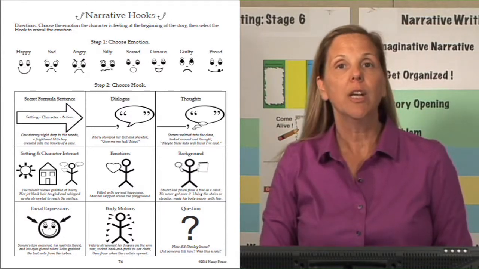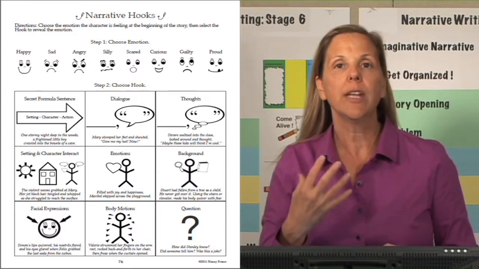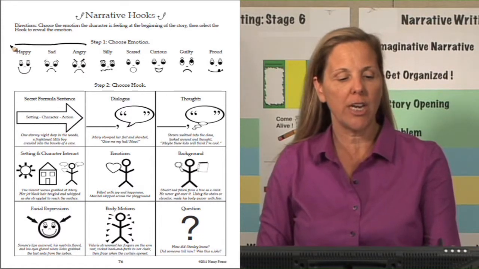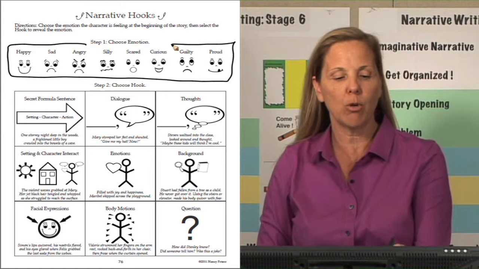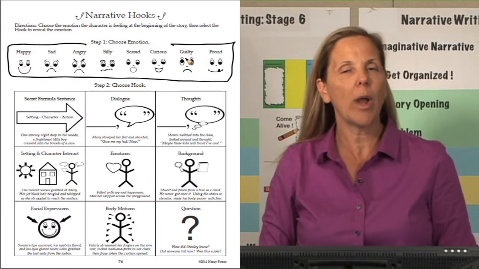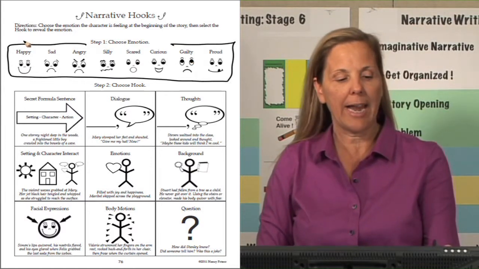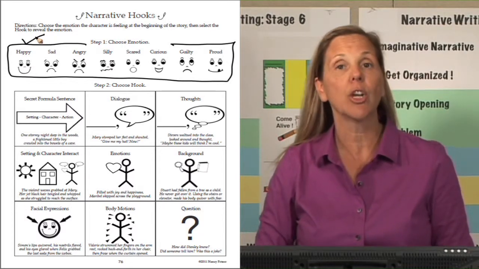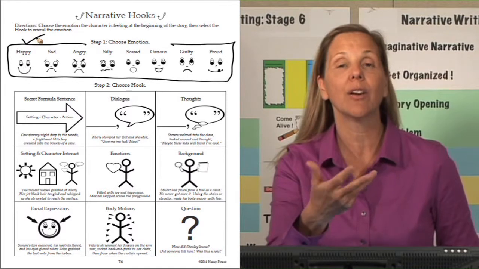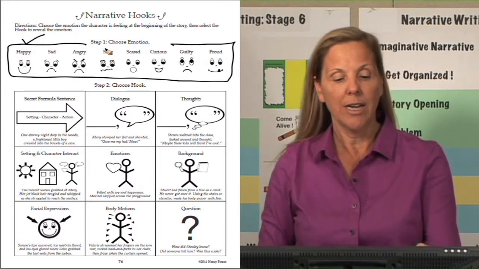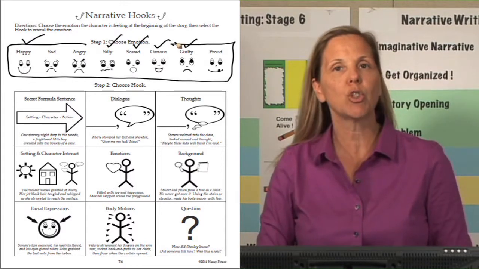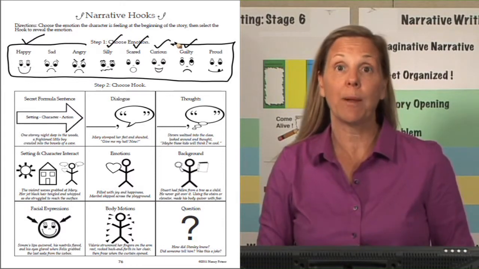Using a narrative hook, the first thing you have to do is decide what emotion the character is having in the story. So you'll notice on this sheet it says step 1, choose an emotion. If you know right at the beginning of the story the character is happy, then whatever type of hook you choose, you want to get across that emotion that the character feels: happy, or silly, or scared, or guilty, curious, whatever that emotion may be. That's the first step of preparing a hook.